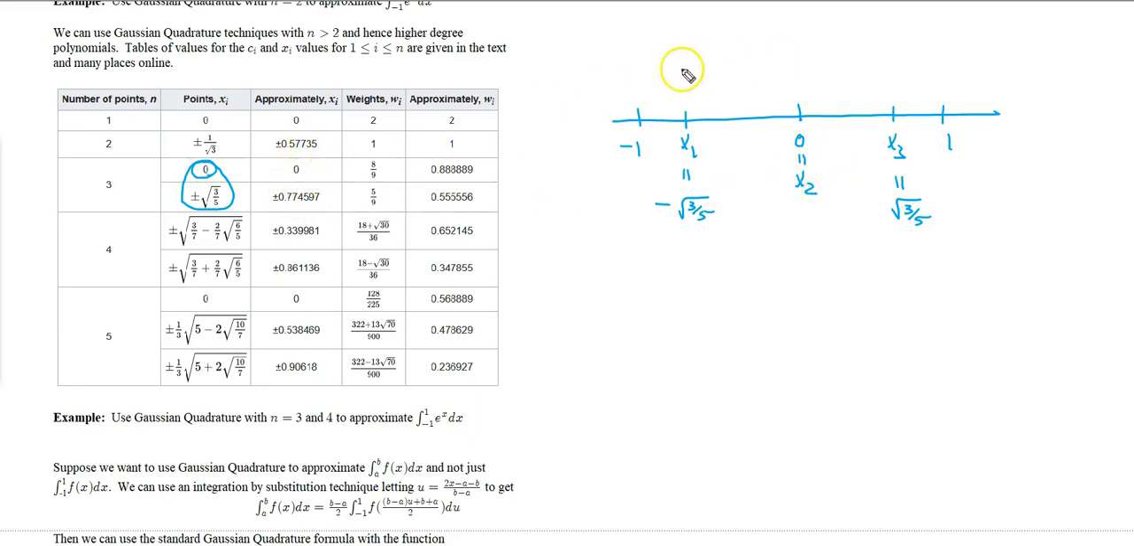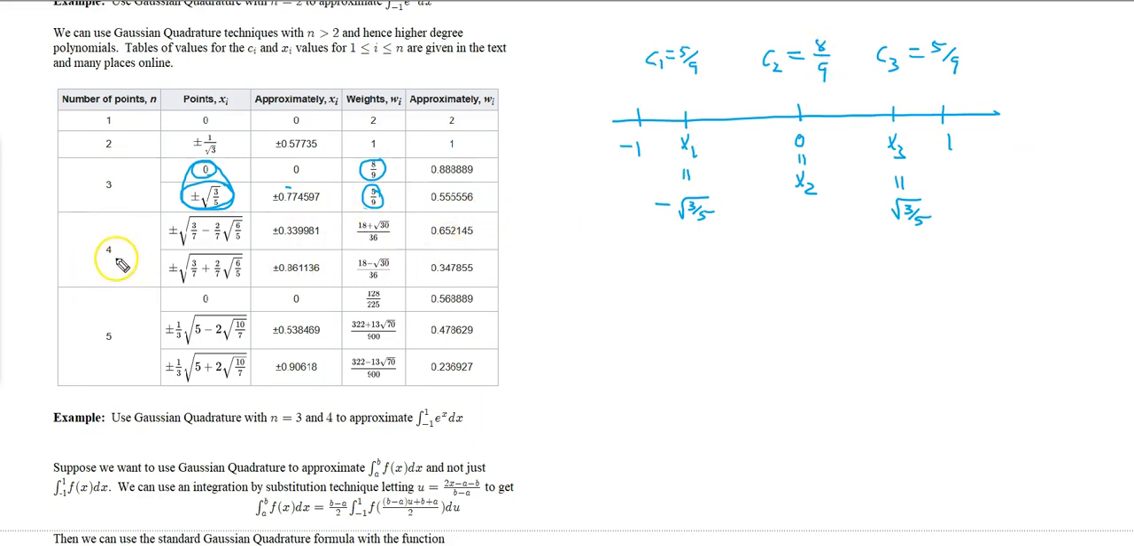And the c's, your c1 that goes with the x1 is 5/9, and your c3 is also 5/9. You see this goes along with your two x values right here, the x1 and x3. So c3 is 5/9. That's the way you read this table. And the c2, that's this value right here, that comes out to be 8/9. So that's how you read this table.